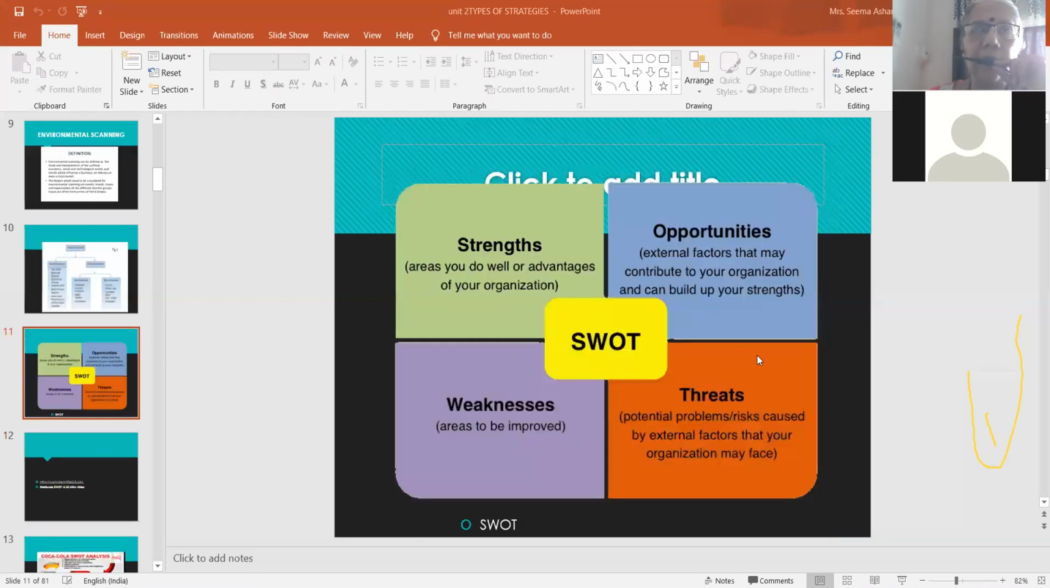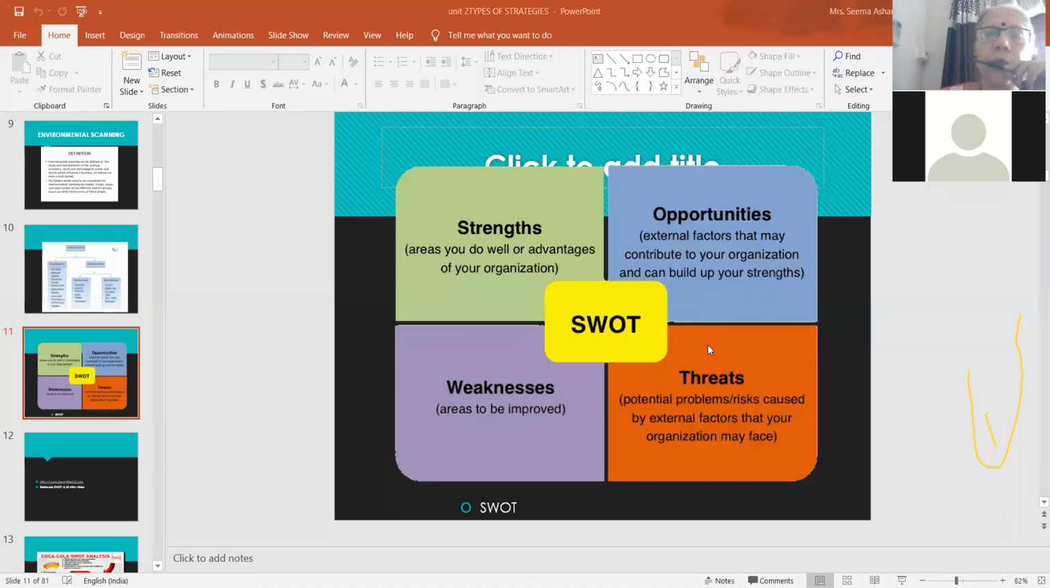When you study the business environment, internal and external, you use SWOT analysis, which stands for strengths, weaknesses, opportunities, threats. Strengths and weaknesses are within the organization. So this is your organizational appraisal. Opportunities and threats are outside the organization. So this is your environmental appraisal. So through SWOT analysis, you will try to study the business environment.